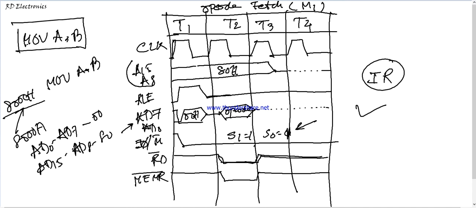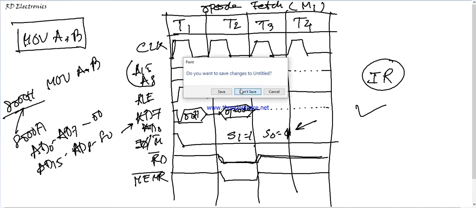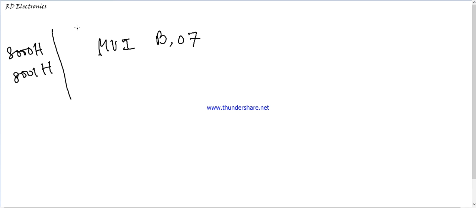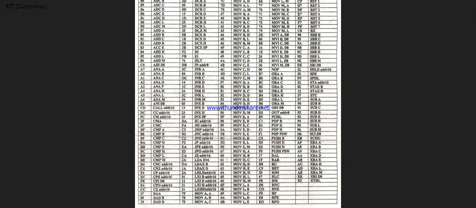Okay, now next we show or represent the machine cycle for a 2 byte instruction. For example, the 2 byte instruction is MVI B, 07. This instruction is written in 8000 hex and 8001 hex, say, and the opcode of MVI B is taken from the instruction chart. This is the instruction set, which I collected from the internet.